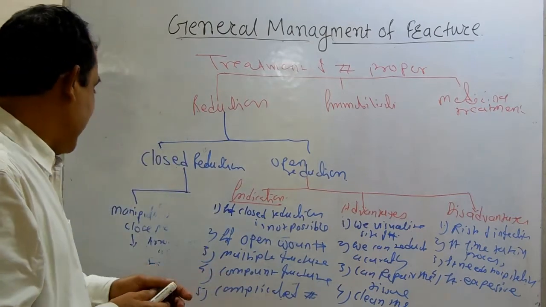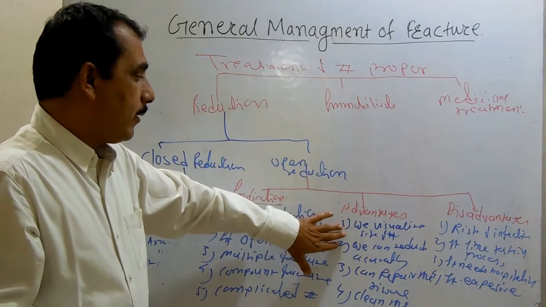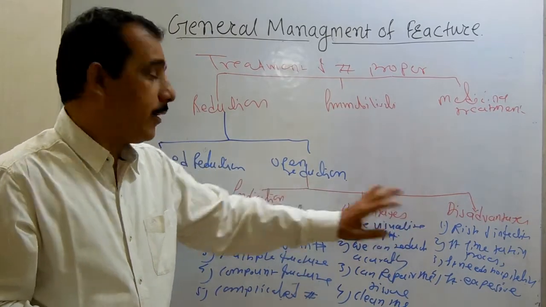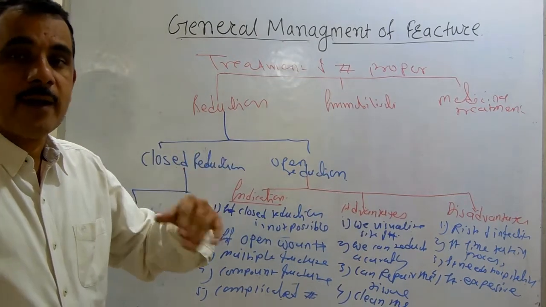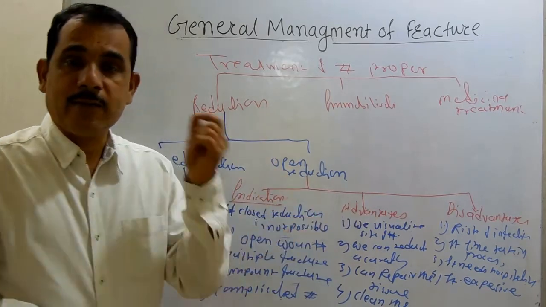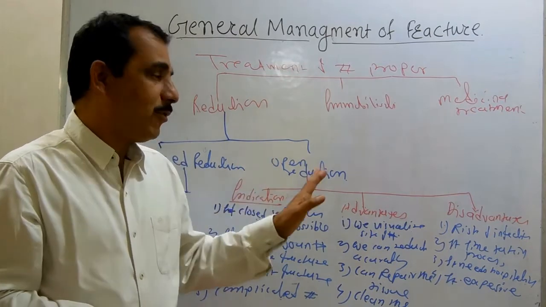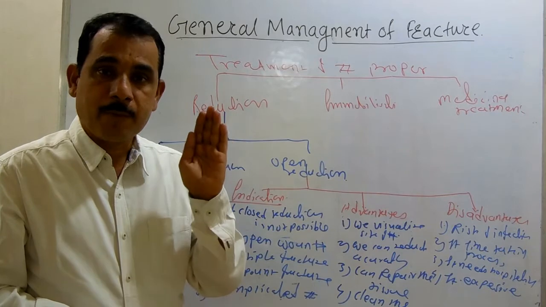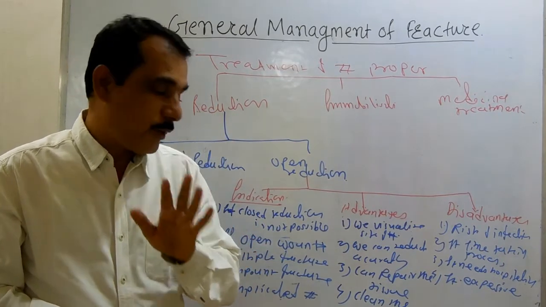As you have seen already in the case of closed reductions, what difference is there? Here the advantages are less, disadvantages are more, isn't it? While in closed reductions, advantages are more, disadvantages are less. But however, when we are required to carry out the open reduction, we must carry it out, because such fractures can be reduced only by the method of open reduction. You understood? Hope that you understood that.